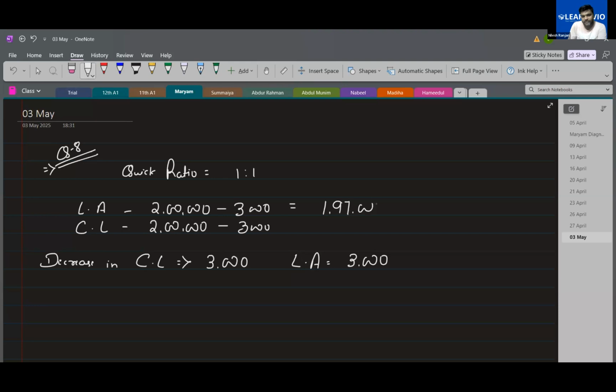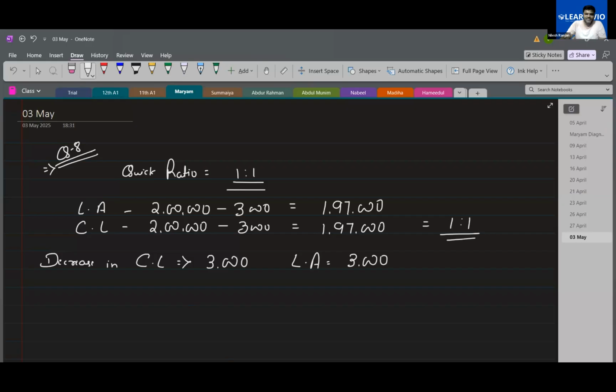197, 197. Is there any change in the ratio? If you divide liquid assets by current liabilities, it will be 1:1, which is the same. Did you get this? Is this clear to you? Yes, it is clear to me.